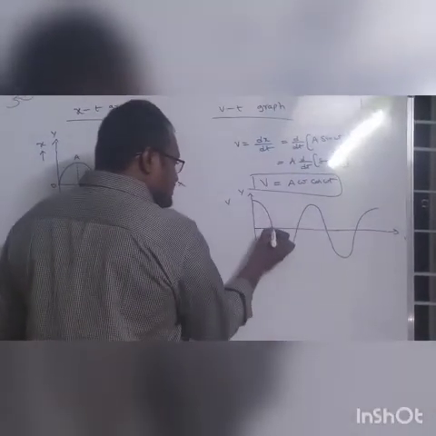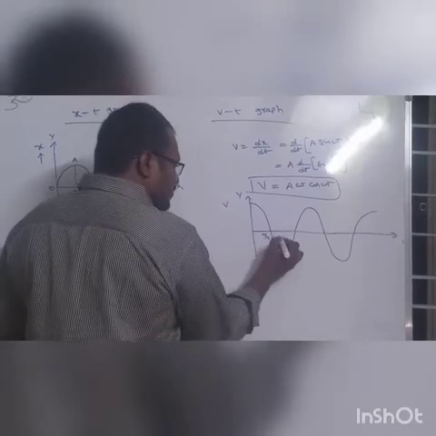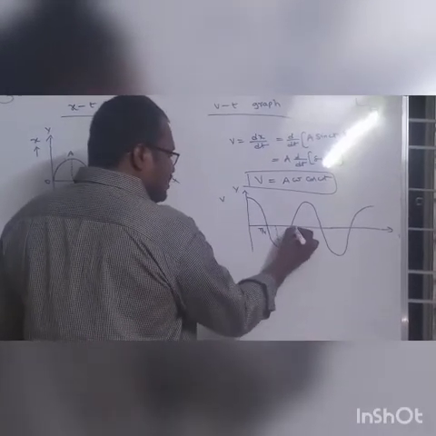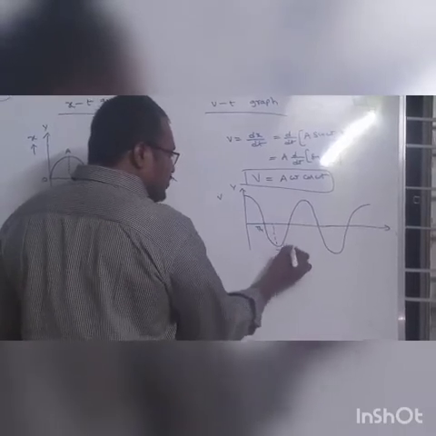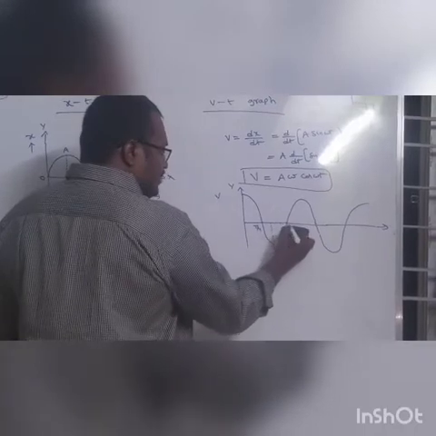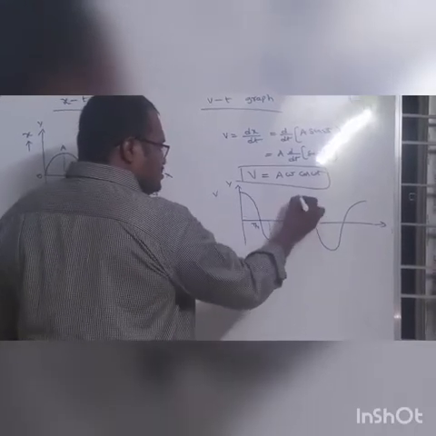See, and it has a point here. It has a time period of T by 4, and this part is T by 4, and also this part is T by 4, that is T by 2. This is T by 2 plus T by 4, that is 3T by 4.